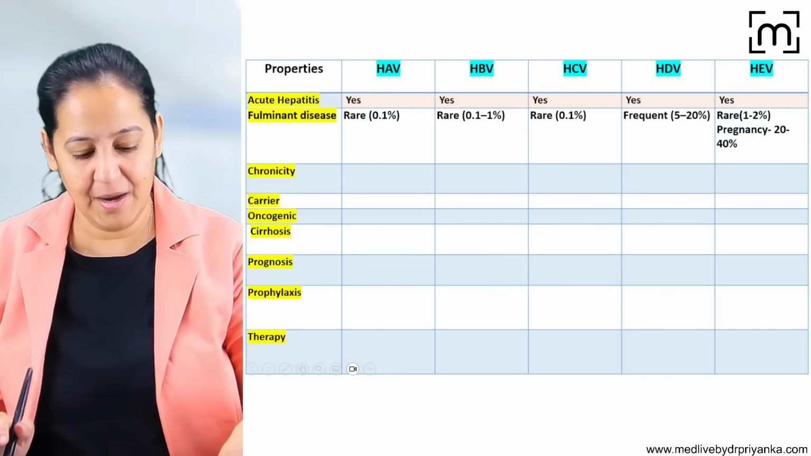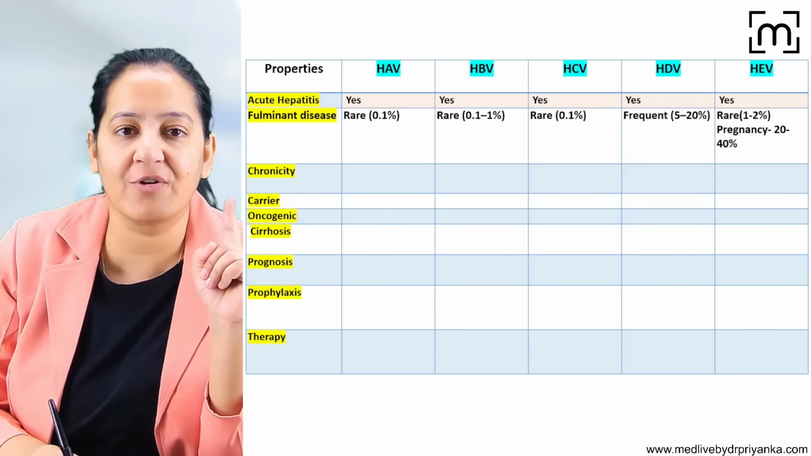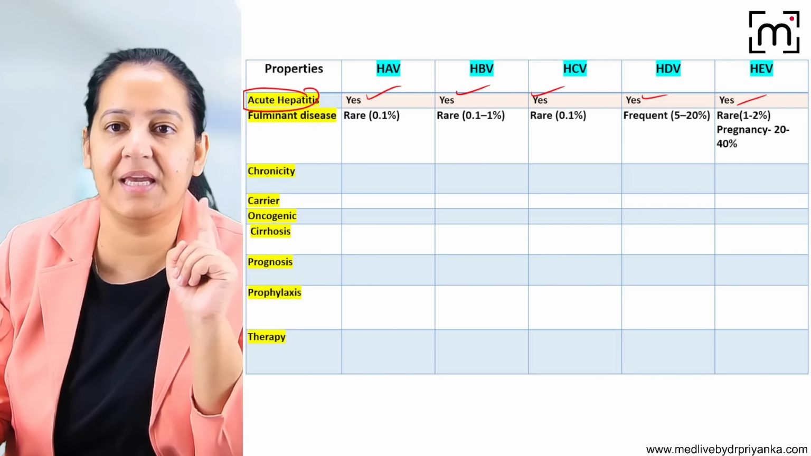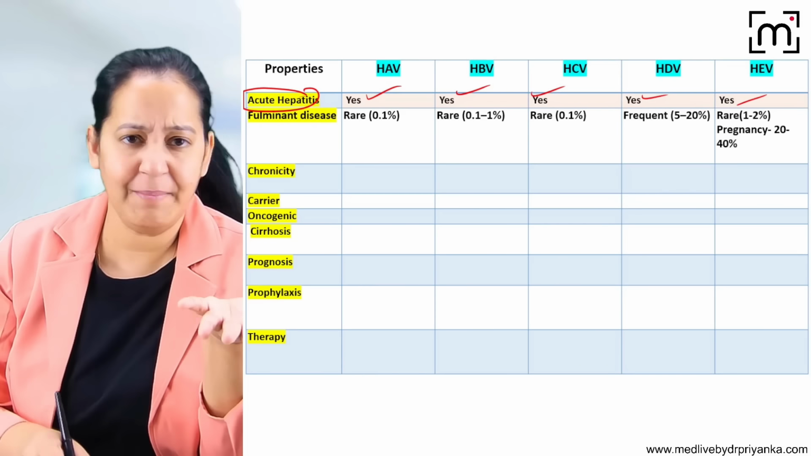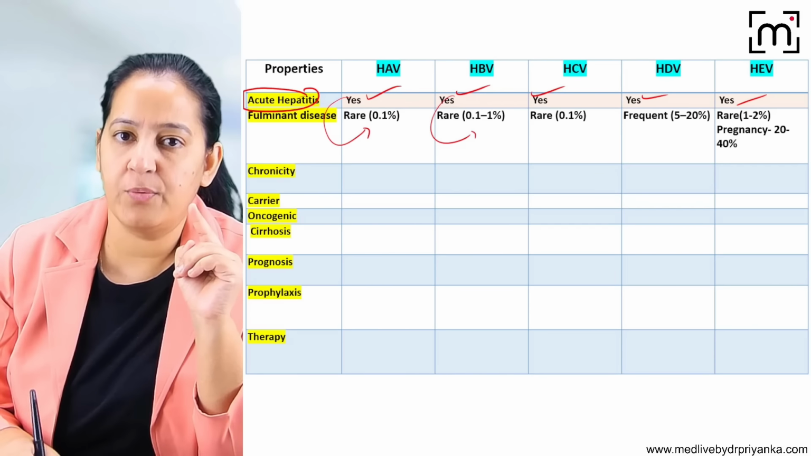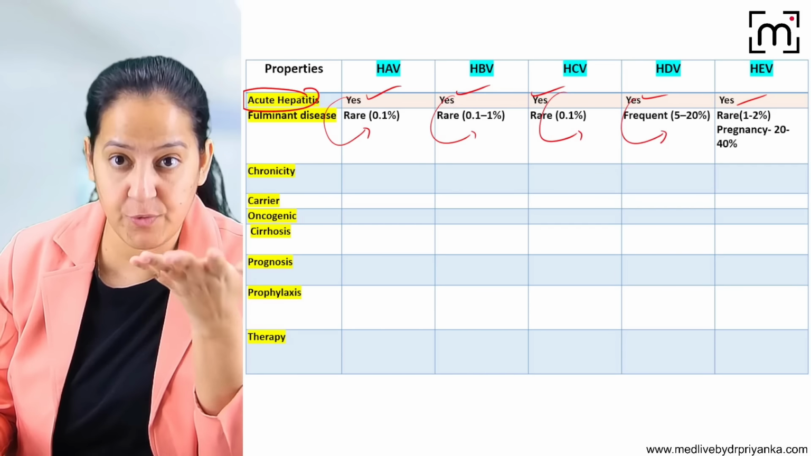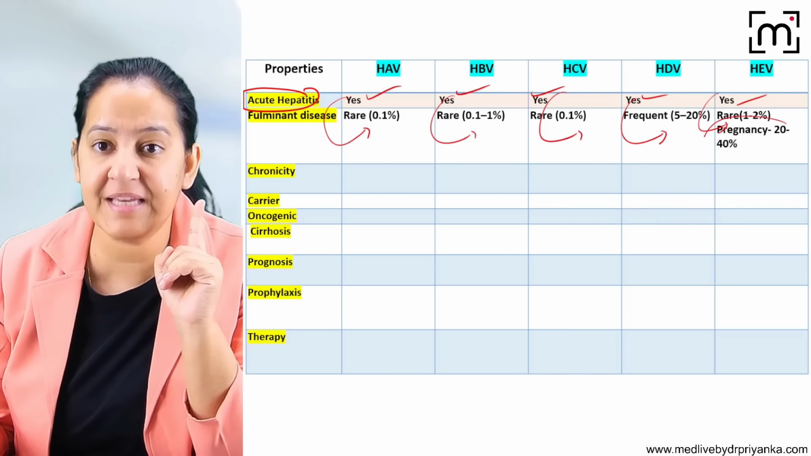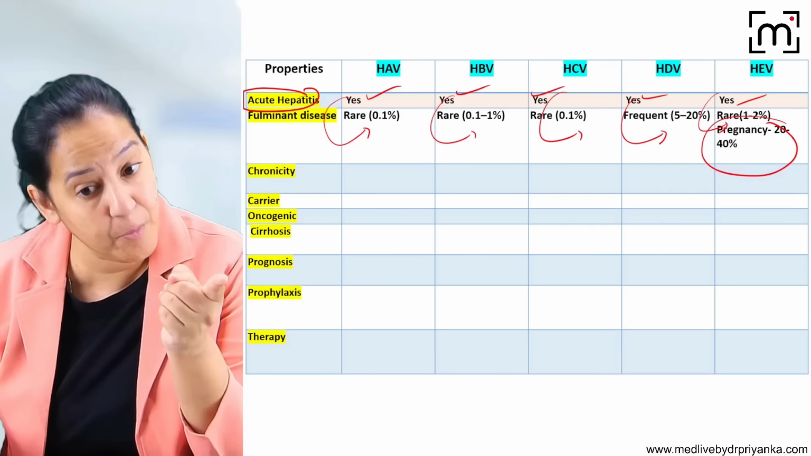Please learn. So see about acute, what we have learned. Acute is present in all five. Acute hepatitis is present in A, B, C, D, E. Fulminant also has a rare chance. So 0.1%, 0.1%, 0.1%, here 5 to 20%, here 1 to 2%. So fulminant can also occur in all five. Fulminant hepatitis in pregnancy is most common in E.